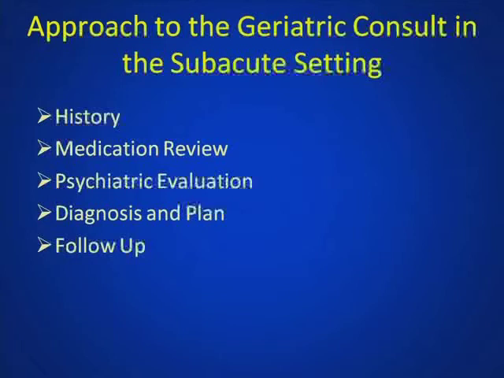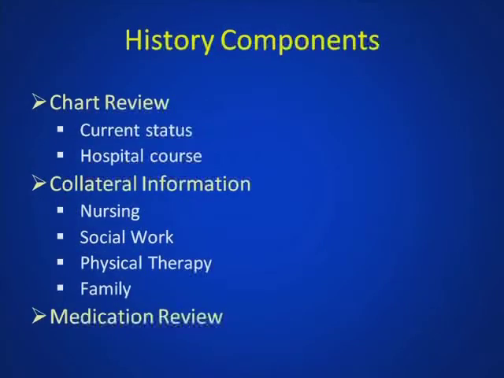There are several key components in the geriatric psychiatric consult in the subacute setting, and they are listed here. We will cover these in more detail. There are three essential components of the history. The review of the patient's chart, which should encompass the current course of the patient at the subacute unit. It may also have information pertaining to the hospital course, and if it doesn't, you should feel free to ask the staff if hospital records are available.